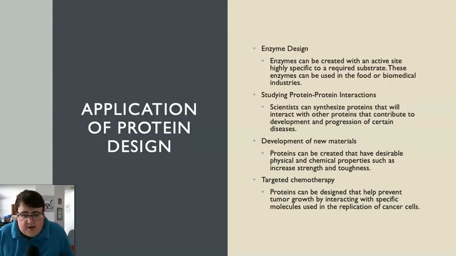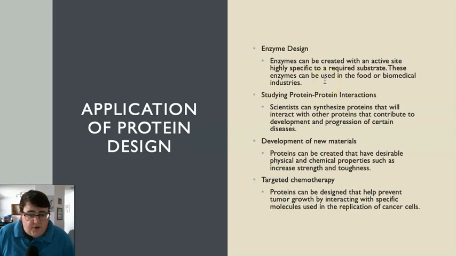That's fantastic. We've created a brand new protein, but what exactly can we use that protein for? There are a number of reasons that we'd create brand new proteins or modify existing proteins for our needs. First off is enzyme design. We can create specific enzymes with a very specific active site to a substance we want to break down. We use this type of protein design in the food and biomedical industries.